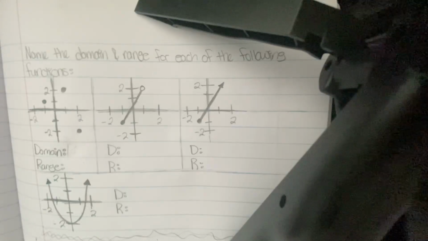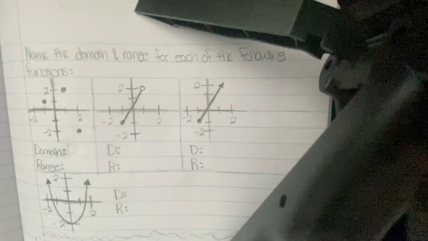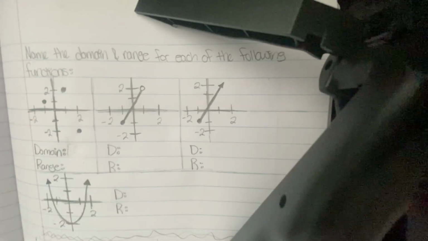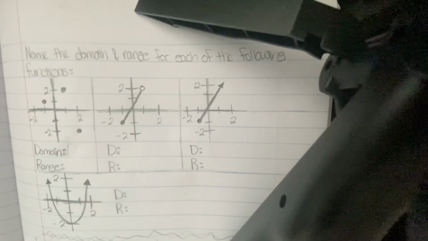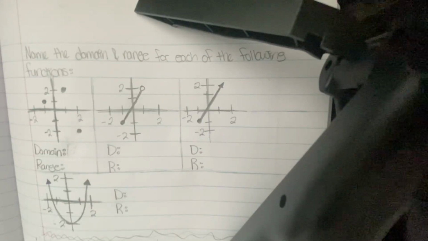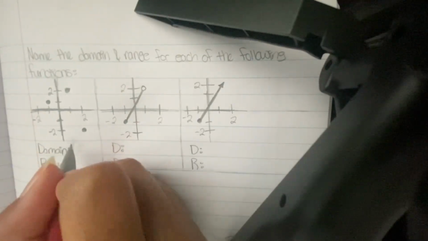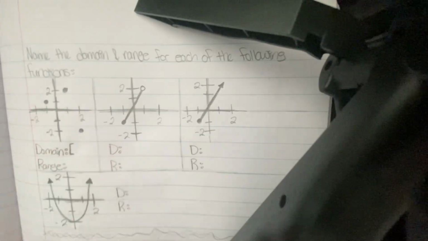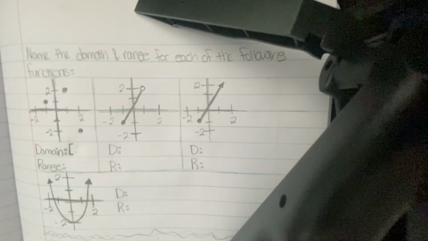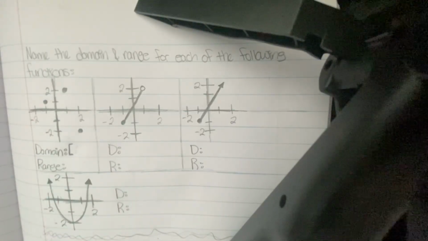Name the domain and range for each of the following functions. So the first function is a bunch of scattered points, not necessarily any lines or anything that's connected. Because of that, our domain is going to be full of x values and our range is going to be full of y values. Now, because we use brackets when the endpoints are included, I'm going to use brackets for this one because, of course, the endpoints would be there since they are the points.